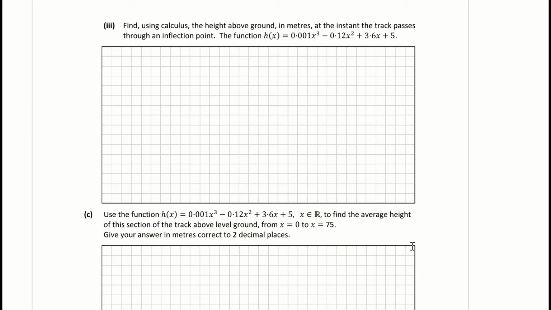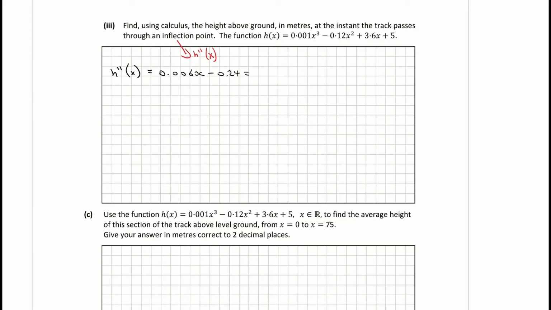Now, point of inflection is always found by finding the second derivative of the function. So that's how you find the point of inflection, and you let that equal to 0. Now we have the second derivative from part 2, and we found it to be 0.006x minus 0.24. So we have that.